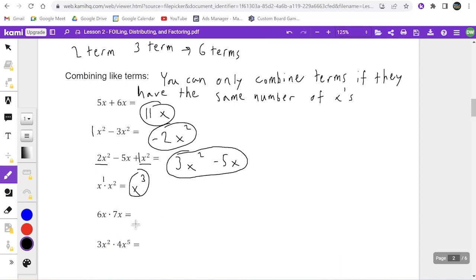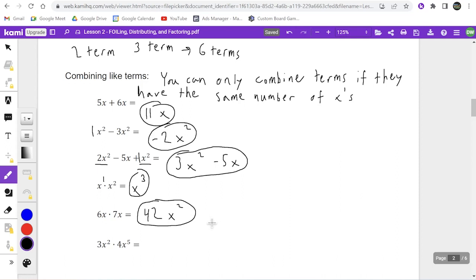Next is 6x times 7x. The trick here is you need to multiply the numbers and the x's separately. So for instance, what's 6 times 7? That's 42. And then what's x times x? That's x squared. Does that make sense to everyone? Everyone see that?